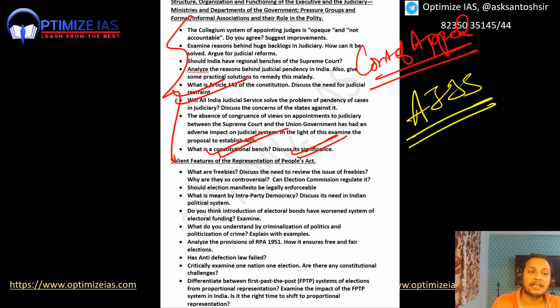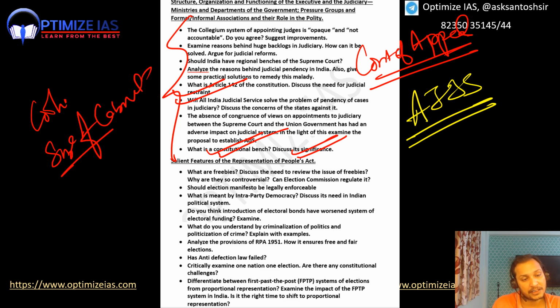One more question can be about coalition and the size of cabinet. There can be a question on that also. The number of ministries, more number of ministries, lack and problem of coordination and all that.